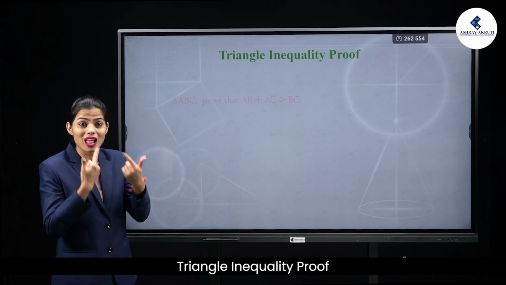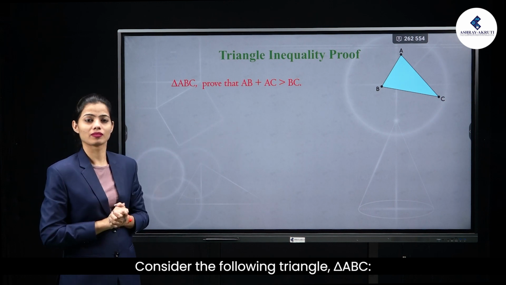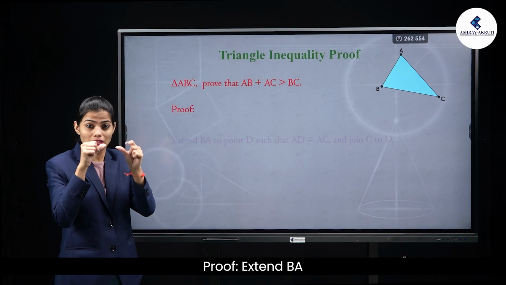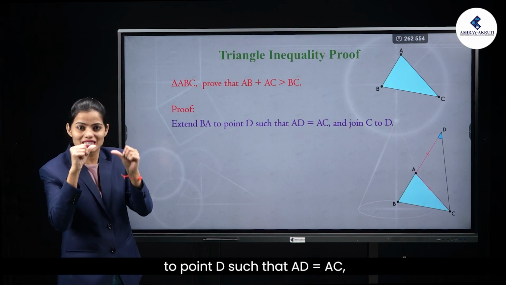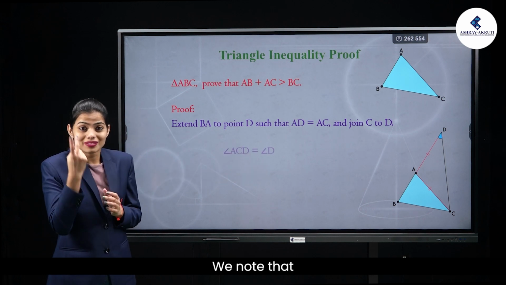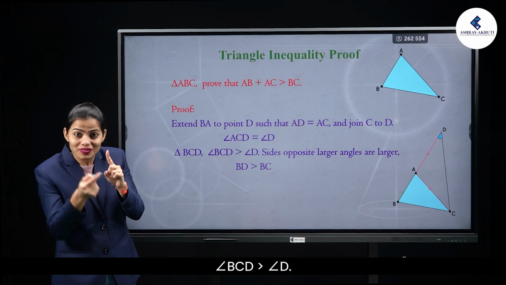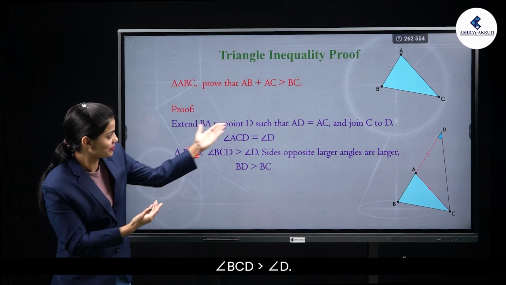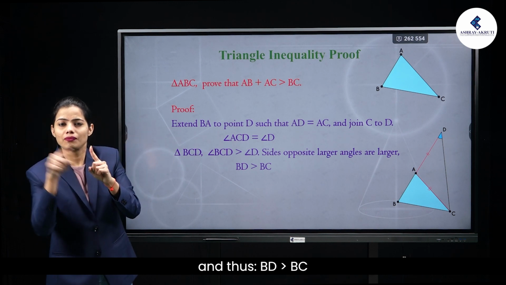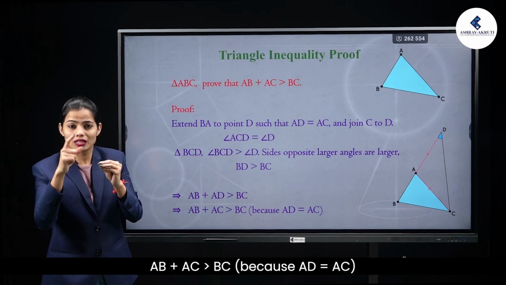Triangle inequality proof. Let us now discuss the triangle inequality proof. Consider the following triangle ABC. We need to prove that AB plus AC is greater than BC. Proof. Extend BA to point D such that AD is equal to AC and join C to D as shown below. We note that angle ACD is equal to angle D, which means that in triangle BCD, angle BCD is greater than angle D. Sides opposite larger angles are larger and thus BD is greater than BC. AB plus AD is greater than BC. AB plus AC is greater than BC because AD is equal to AC.